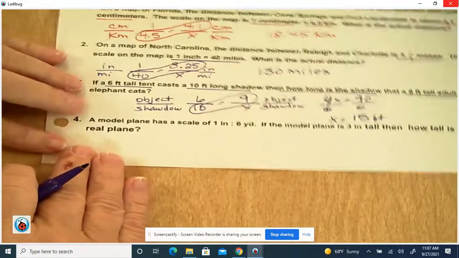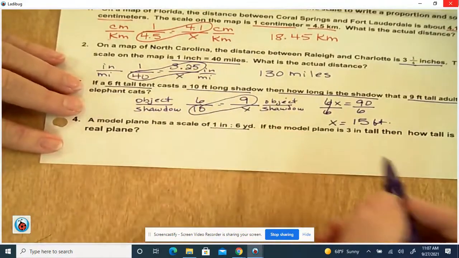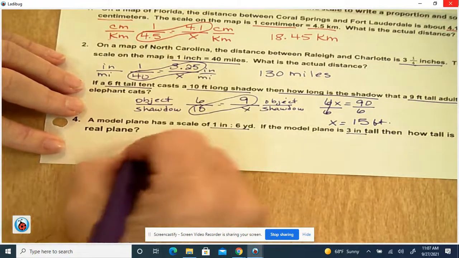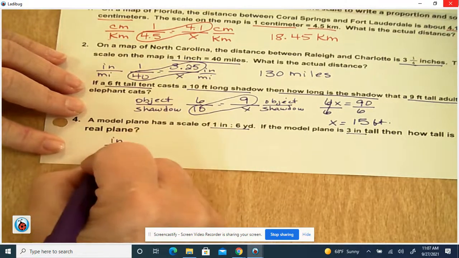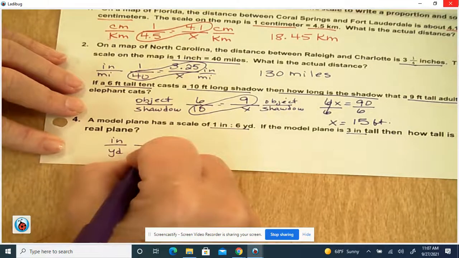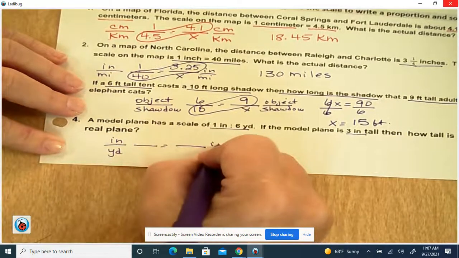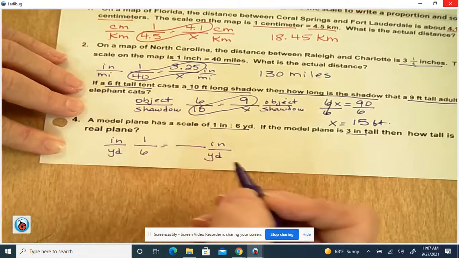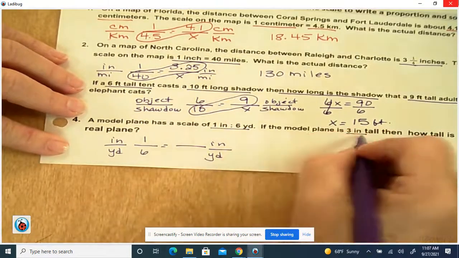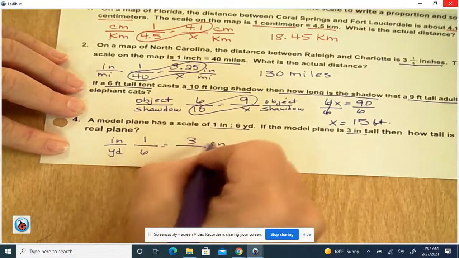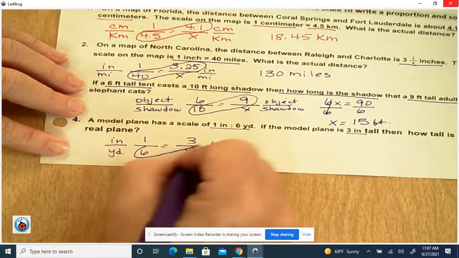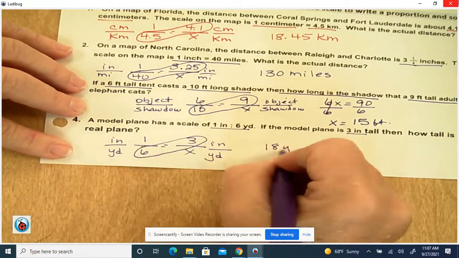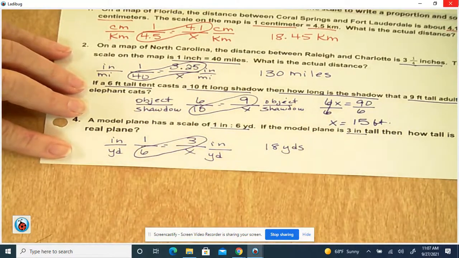A model plane has a scale of 1 inch equals 6 yards. If the model plane is 3 inches tall, then how tall is the real plane? So we've got inches over yards, inches over yards. So we've got 1 inch over 6 yards, and then the model plane is 3 inches, goes where inches are, then that would be x. Circle that, you multiply them, and you get 18 yards, and then it's divided by 1, so that would stay the same.